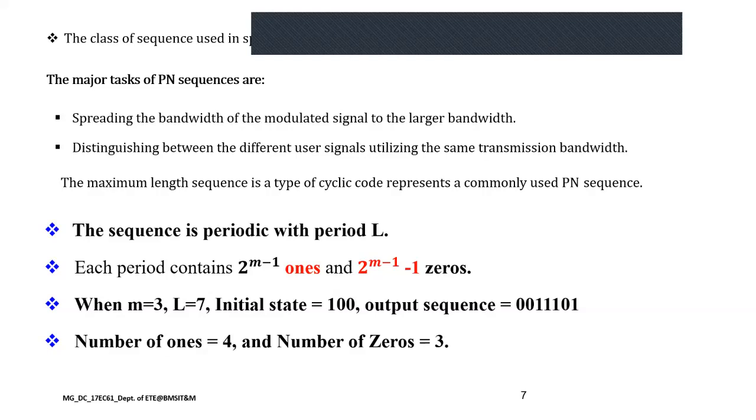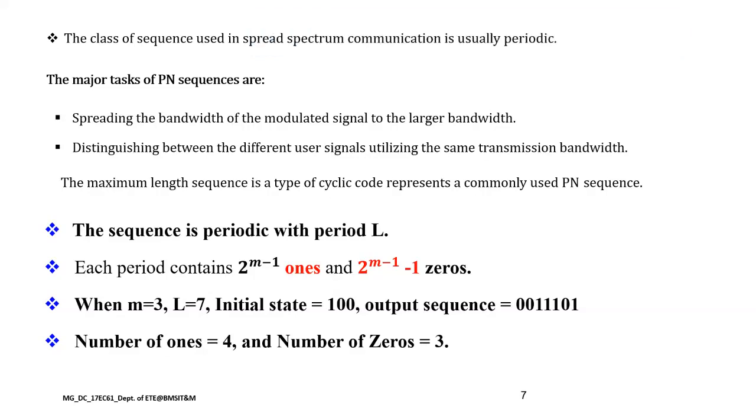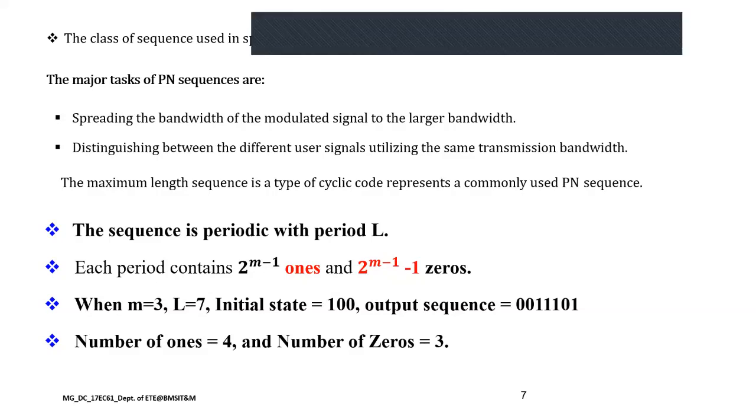I just said what a pseudo-noise or M sequence is. It is called a pseudo-noise or pseudo-random sequence because that sequence has the autocorrelation property of white noise. It is also called a maximal length sequence because we use m stage shift registers to generate it. This sequence is periodic with period L, and will have 2 power m minus 1 ones and 2 power m minus 1 minus 1 zeros. So in the example I considered, the sequence 0011101 clearly indicates that it has 3 zeros and 4 ones.